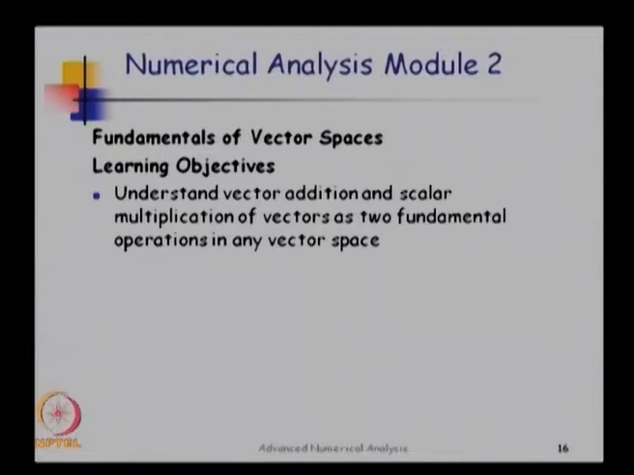First thing is I would like to understand two fundamental operations, vector addition and scalar multiplication, and see how these operations hold in any vector space. What do I mean by any vector space? I am going to define sets which are called vector spaces where these two operations hold, and these sets are going to be other than the familiar 3-dimensional vector spaces.